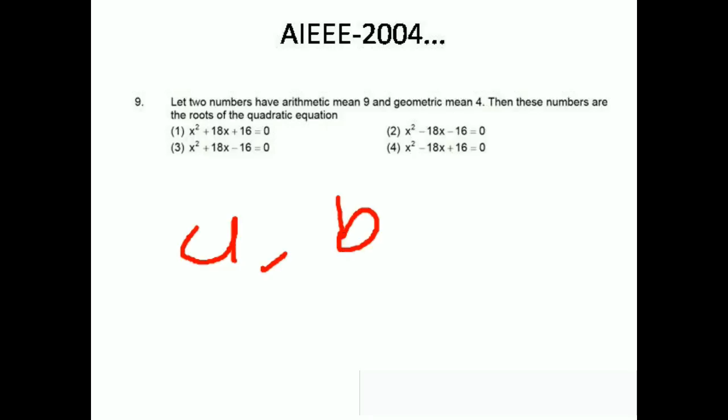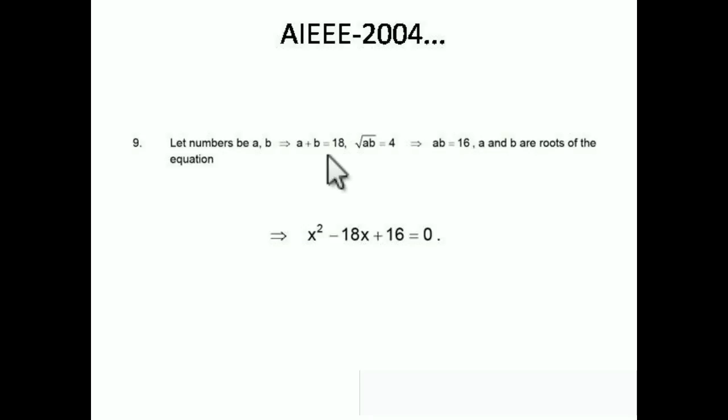Squaring both the sides. So a plus b is equal to 18, and square root of ab is equal to 4, that means ab is equal to 16. So now we have the summation of the roots and the multiplication of the roots. Now we know that if we know the summation and the multiplication, then the equation is x square.